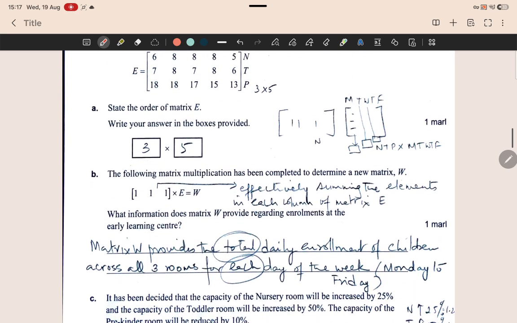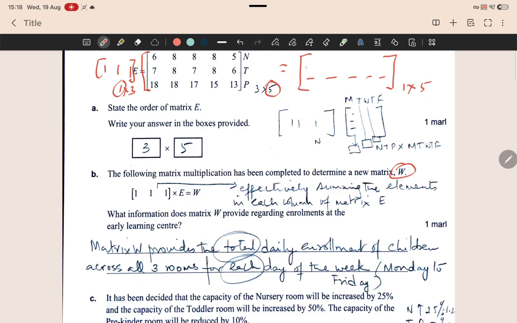The following matrix multiplication has been completed to determine a new matrix W. So they've taken a row matrix consisting of ones and multiplied it into E. So if you had multiplied this matrix into a 1, 1, 1, the answer that you would have got is the first answer. Now this is a 1 by 3 matrix, so you know that finally you will get a 1 by 5 matrix, which means 1, 2, 3, 4, 5.